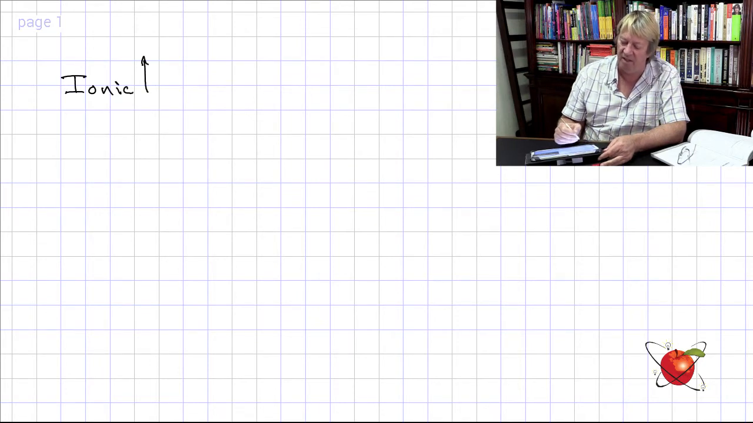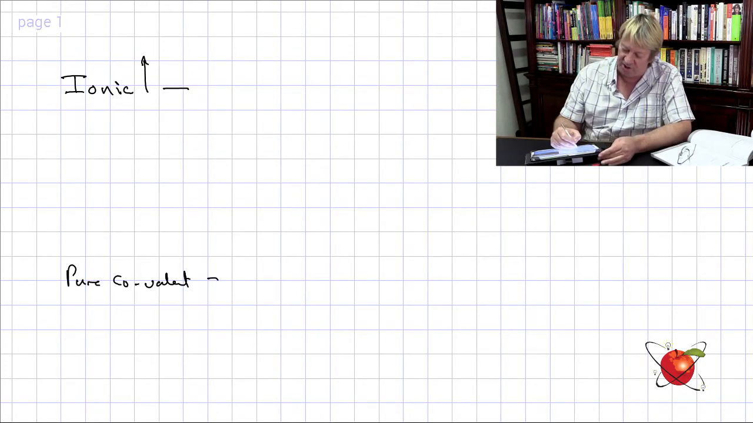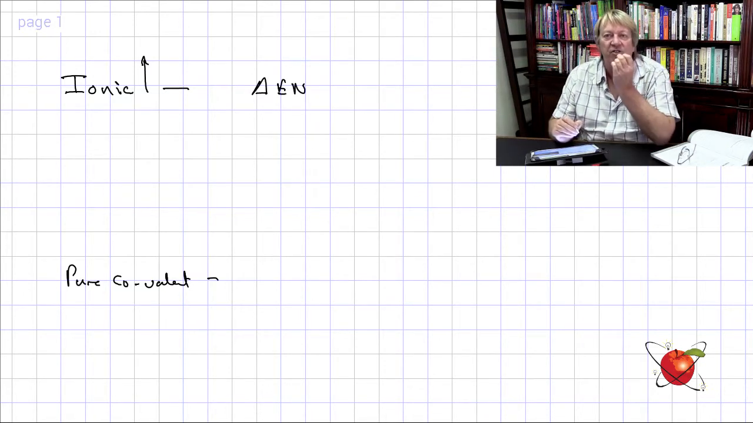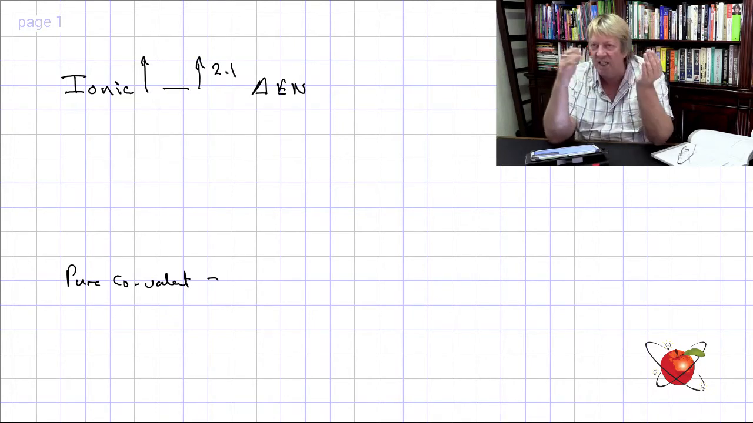Let's look at it over here: ionic is up there, and pure covalent is down here. Well, what is the limit? It's the delta electronegativity. If the electronegativity difference between the two is bigger than 2.1, some textbooks say 1.9, but let's forget that and take the concept.